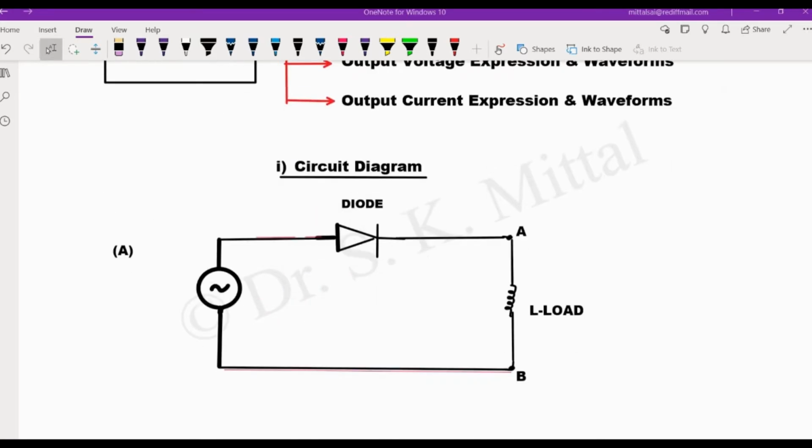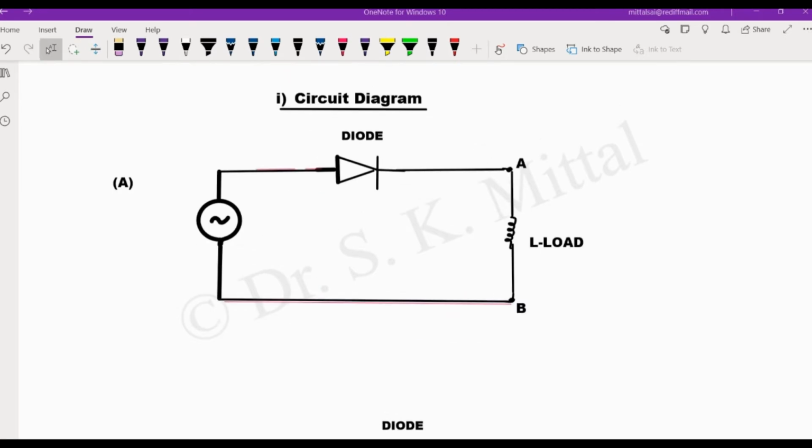Now see, this is the circuit diagram of half-wave rectifier. In half-wave rectifier, only one diode is used in case of uncontrolled rectifier because in half-wave rectifier we either rectify positive half cycle or negative half cycle.